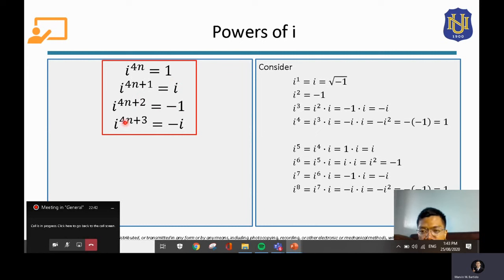And for exponents that, when you divide by 4, give you a remainder of 3, that will be negative i. Right? So those are the values for this. So, let's solve the examples for this problem.